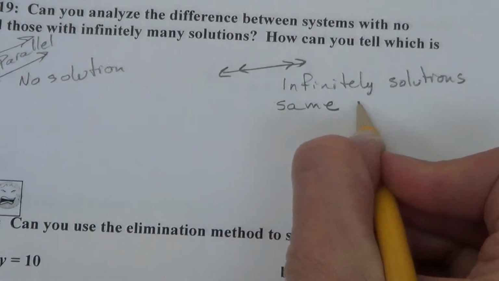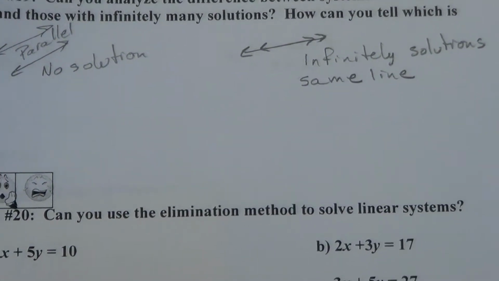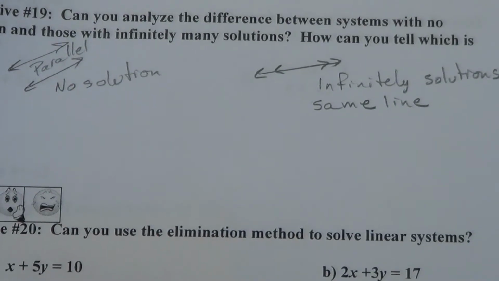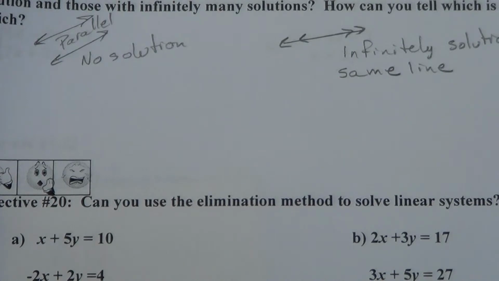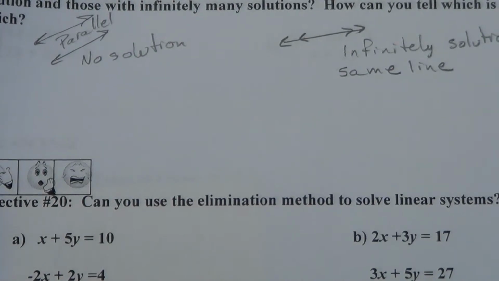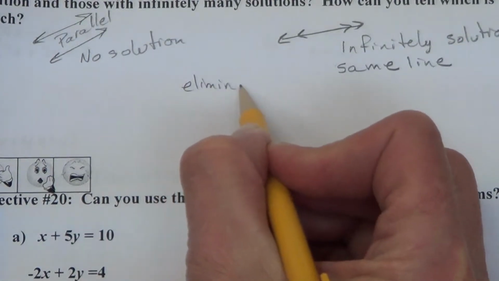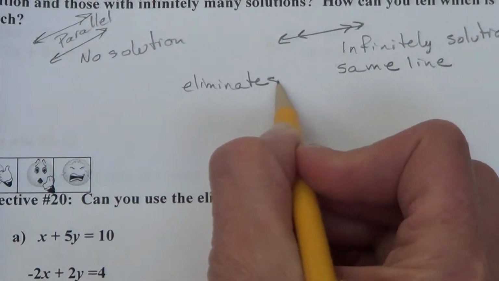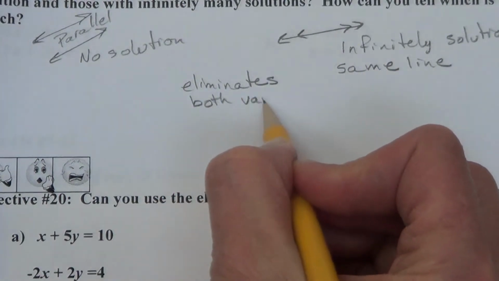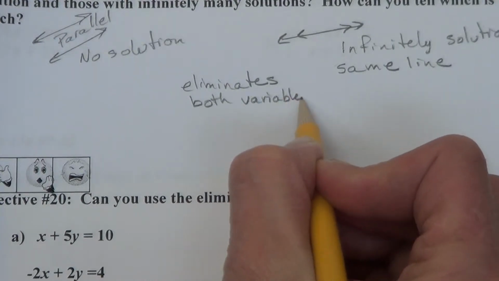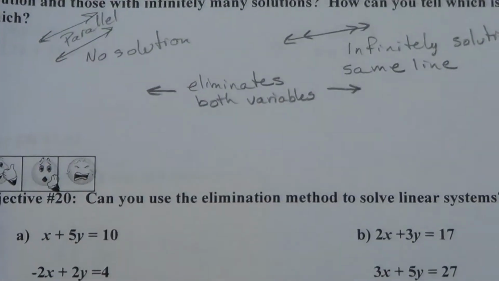Now, from yesterday's work, and today in class you should have worked with some. What did you see in the equations that happened? Should be for both of these. It eliminates both variables. That's what tells you that you've got one or the other, is that both variables eliminate.